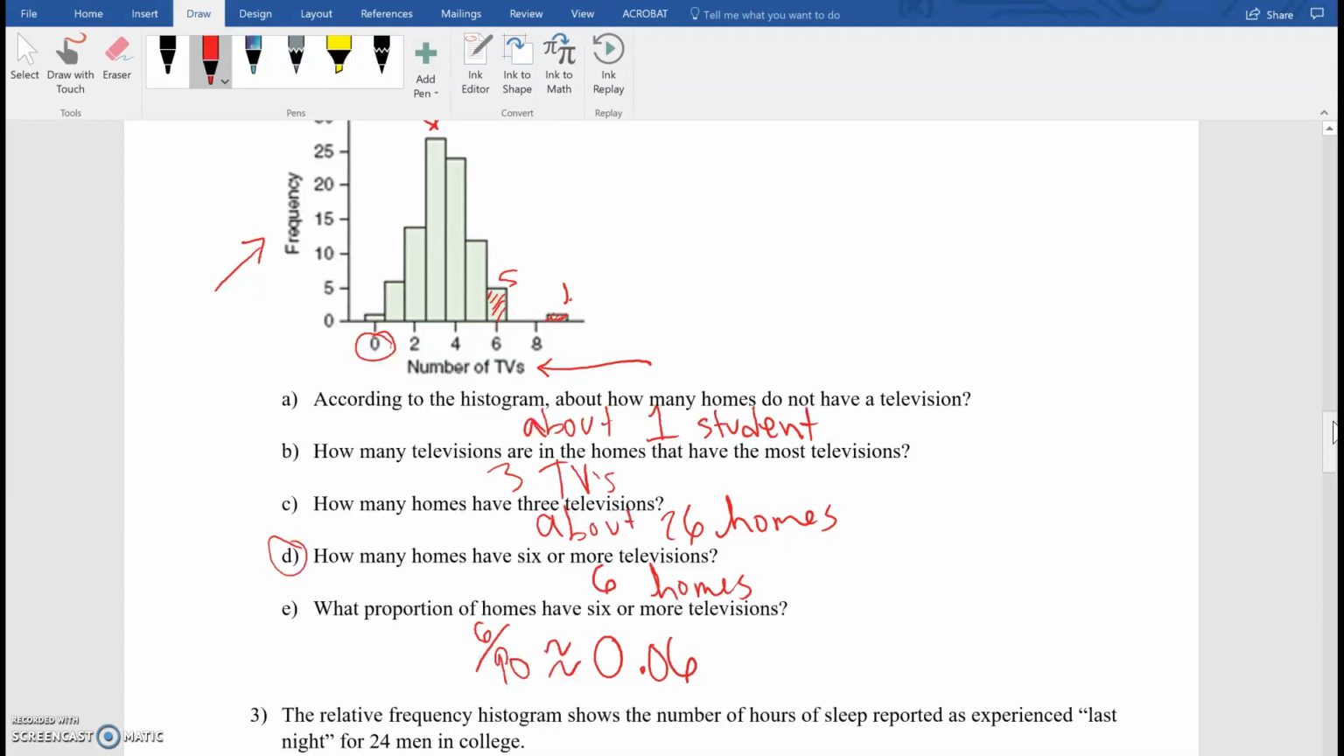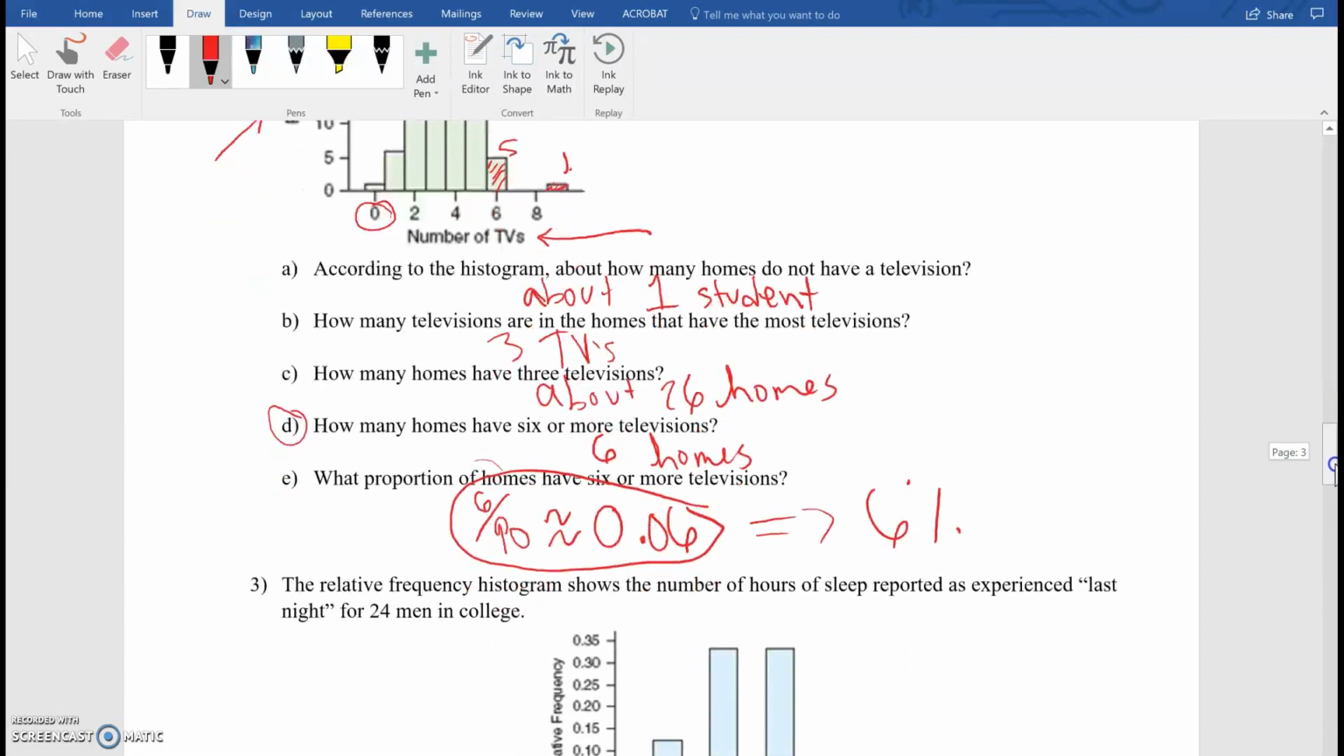Remember, we're looking for proportion, right? So let's go ahead and figure out. You can give me this if you want, right? Well, this is technically correct, right? We weren't really looking for percent. But if you want to give me a percent, this would be about 6%. Okay? All right. So far, so good, I hope.